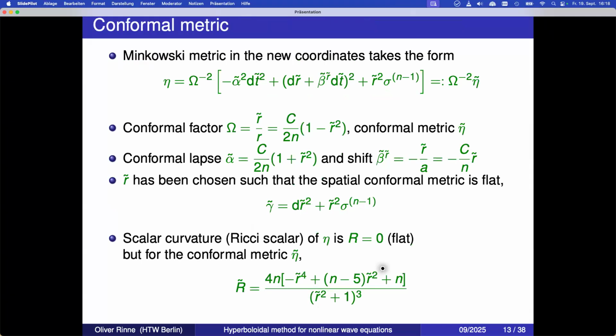And now, if you write down the Minkowski metric in these new coordinates, it takes this form. So it basically has the form of a conformal factor, omega, times the conformal metric written here. So the conformal factor omega has this form, and as you can see, if r tilde goes to 1, then omega goes to 0. So at future null infinity, omega goes to 0. We also have the lapse function and the shift vector here, alpha and beta, which are completely regular functions on the entire domain.